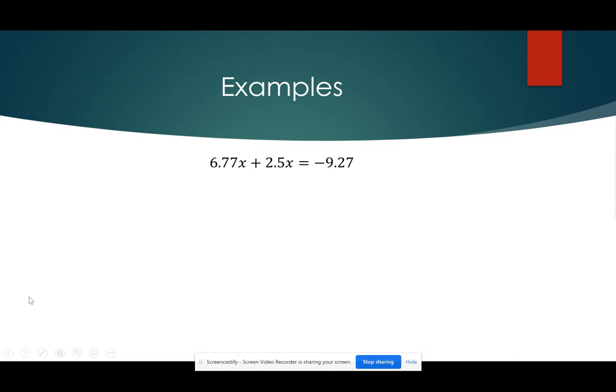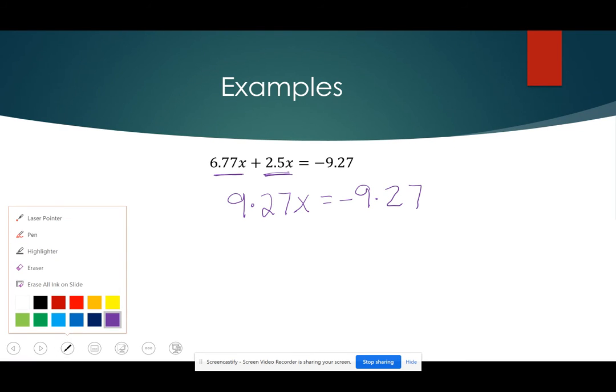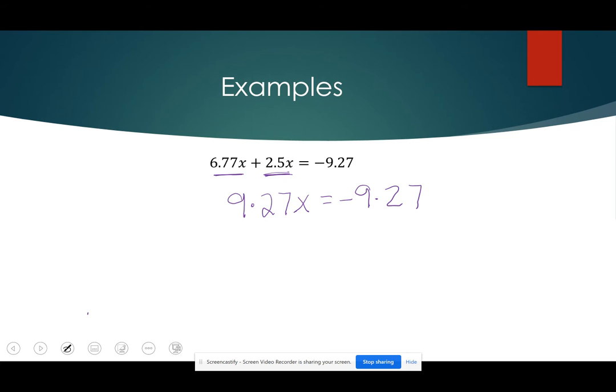Our final example includes some decimals. So this example isn't too bad. So these both have an x term on the left side, so we can just combine like terms. There's no distributing. So we have 6.77 plus 2.5 gives us 9.27x equals negative 9.27. And then our final step, this is a much simpler equation than what we just did.